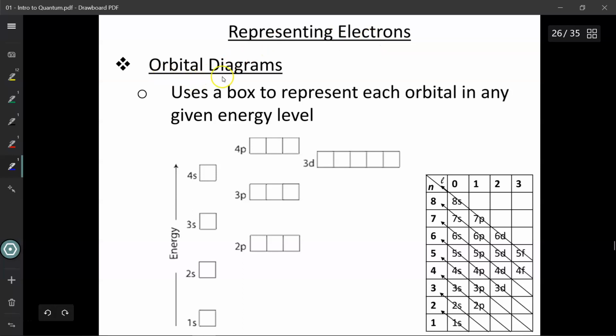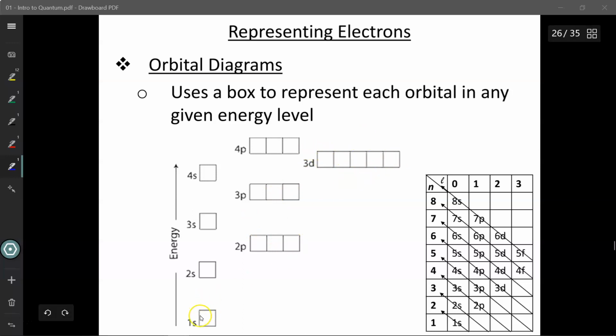The first way is to use orbital diagrams, which we've already seen over here, where we fill in the individual electrons in this box, if you will, to represent each orbital in a given energy level. So for instance, s orbitals, there's only one suborbital type. P orbitals, there are 3 suborbital types, and d orbitals have 5 suborbital types.